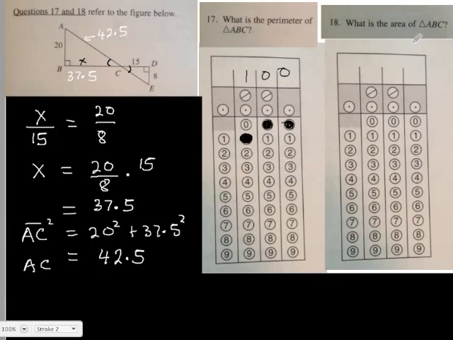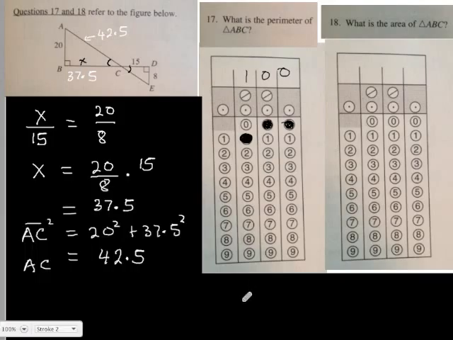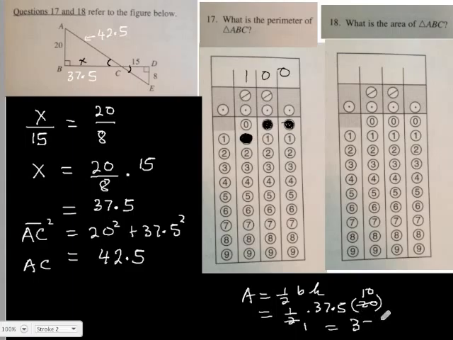The next one is the area of the triangle. We know that the formula for the area is half base times height, half base length times height. Base length is 37.5 and the height is 20. You can reduce 2 and 20. It's easy to multiply 37.5 by 10 without the calculator. The final answer is 375.